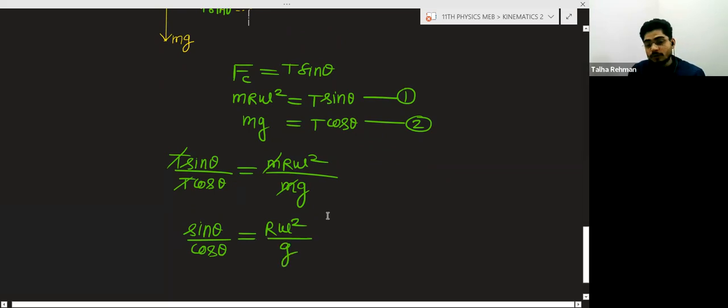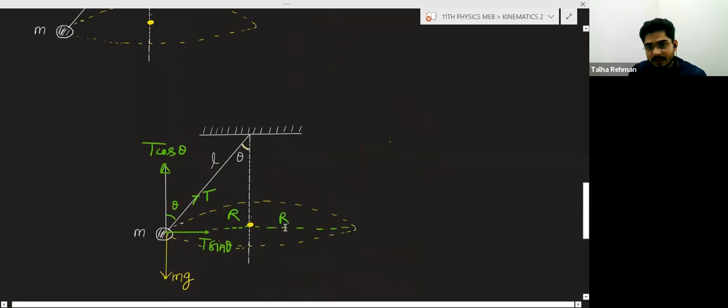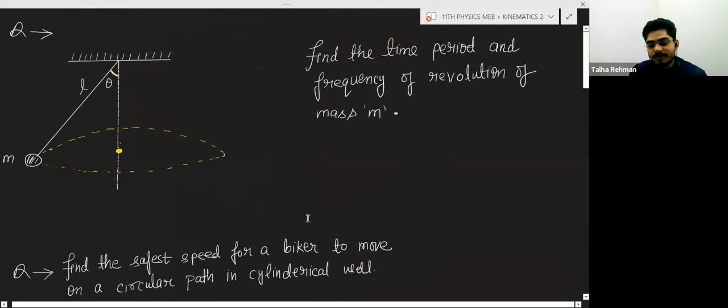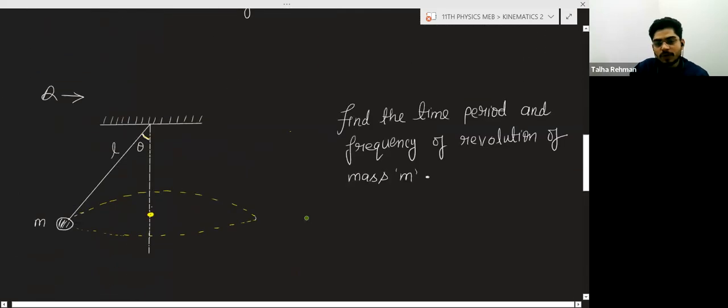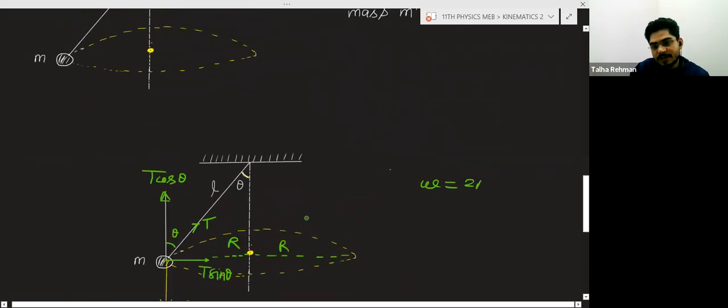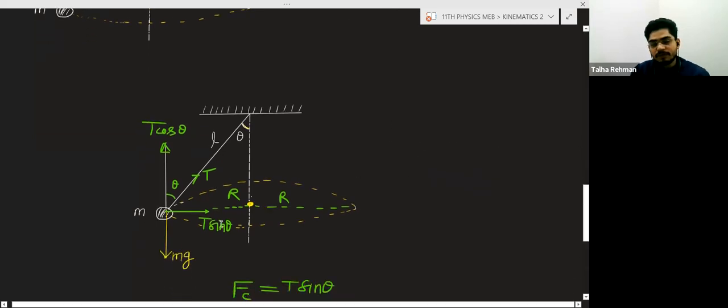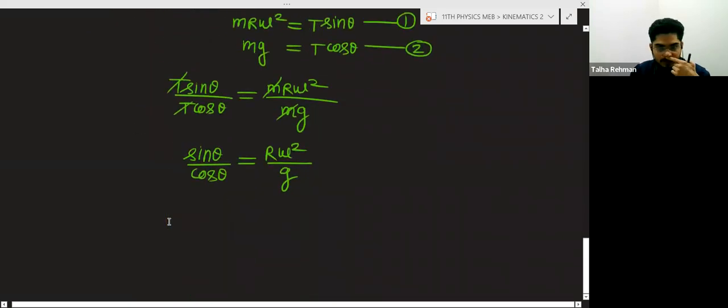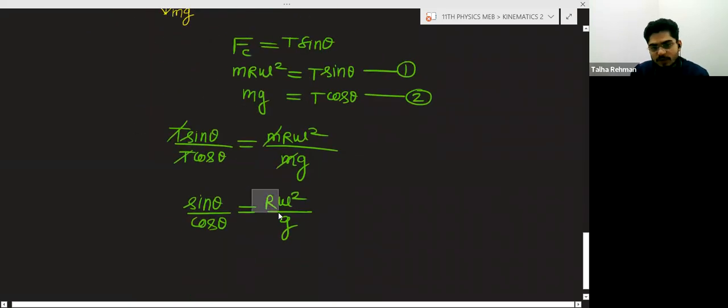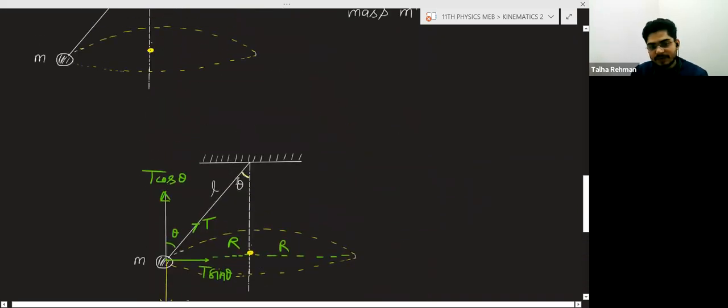Basically, first we will find omega, and from omega, with the help of the formula omega is equal to 2 pi by T, we can find the time period. So first we will find the angular velocity of this mass. Now this r is not given in the question. We are given theta, L and M. We have to find the answer in terms of theta, L and M.